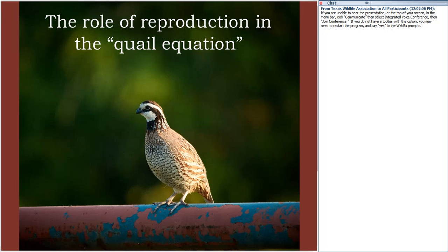So I think it's important to start off considering what exactly the role of reproduction is in the greater quail equation. This is so that we can appreciate its importance. And I've got some metrics here that are going to help us do that. First of all, I'd like to ask you, what do you believe is the average lifespan of a quail in the wild? I'm going to guess that a lot of you have probably heard this value before, and if you think you know what it is, go ahead and hold it in your mind, and I will reveal that it is a mere 6 months.